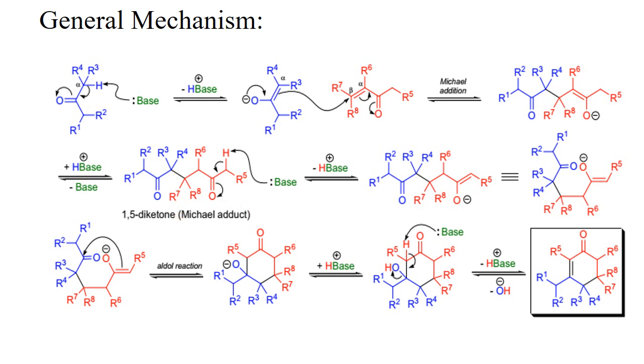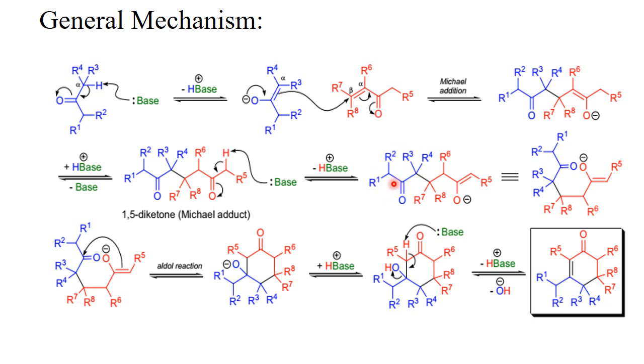As a result, a new enolate is obtained. This enolate picks up a proton from the base, releasing a base which will be available to catalyze another reaction, and gives the product 1,5-diketone. We can say this is a Michael adduct. The product of Michael addition is a Michael adduct.